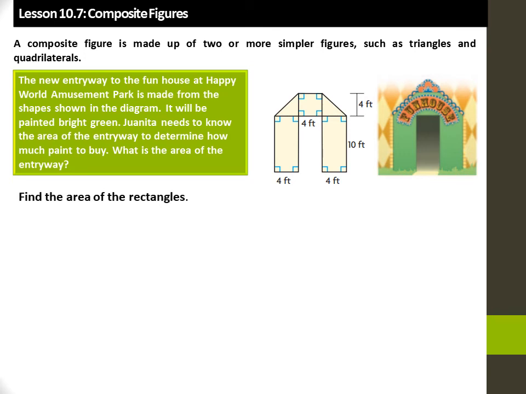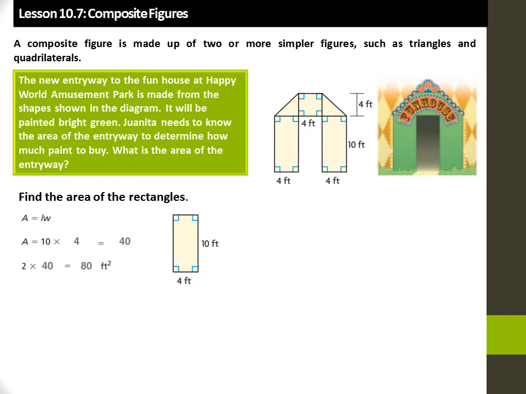So, to find the area of the entryway, we must find the area of the rectangles, the area of the triangles, and the area of the square. First, let's find the area of the rectangles. Area of a rectangle is equal to length times width. So it's equal to 10 times 4. The answer is 40. Now since we have two rectangles, the area of both rectangles is 2 times 40 equals 80 feet squared.